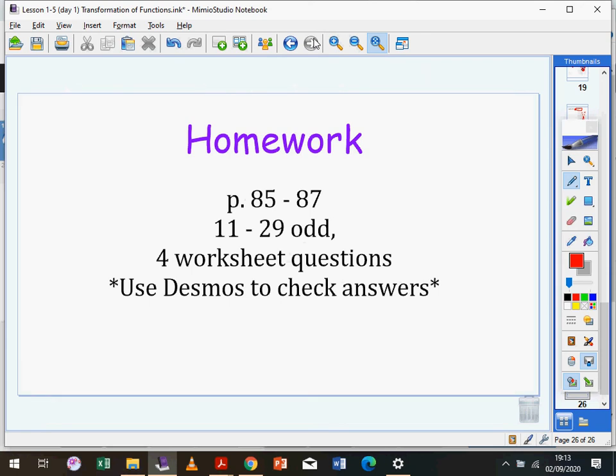Okay, so this is your homework. There are 4 worksheet questions on worksheet 1, something. I think it's 1.4, sorry. Yeah, do the 4 questions. It's on page 21. It's the same page as 22, and then do the homework questions.